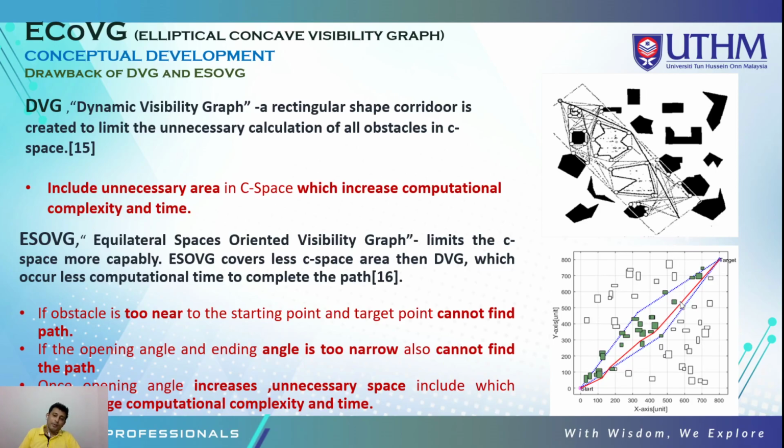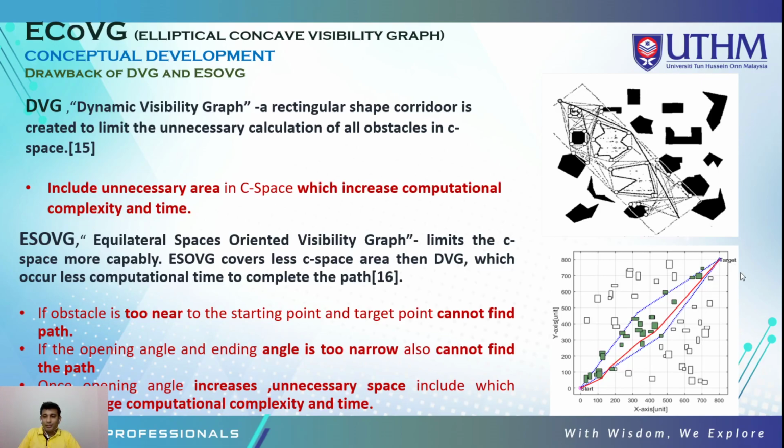To overcome this problem, Bodria developed a model, ESOBG, which is citation number 16 in my paper. You can check it for review. It is the equatorial space oriented visibility graph. So this is the equatorial space.